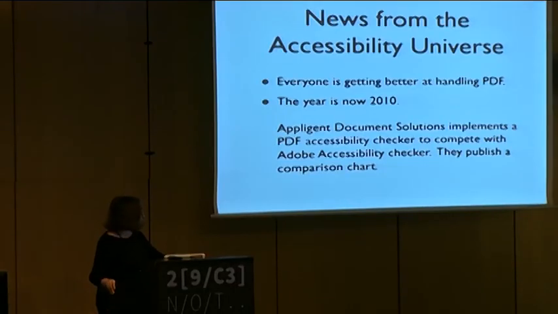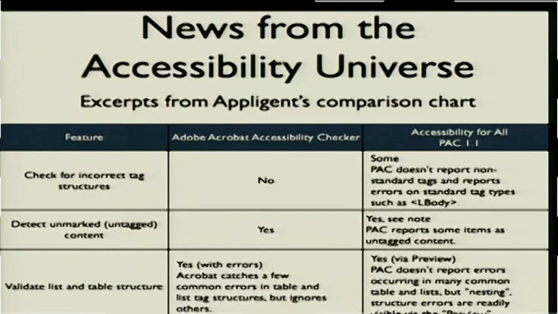In the year 2010, a company that's not Adobe decides to implement a PDF accessibility checker to compete with Adobe's accessibility checker. So they publicize it, and they also publish a comparison chart. Three rows from the comparison chart. Take a look. This is great. There are two accessibility checkers, one of them belonging to Adobe. None of them can properly check for incorrect text structures.